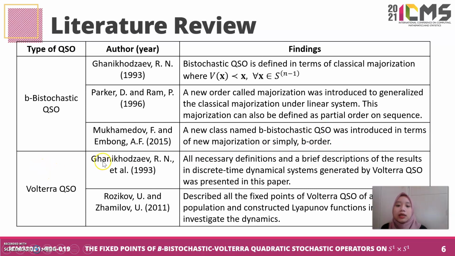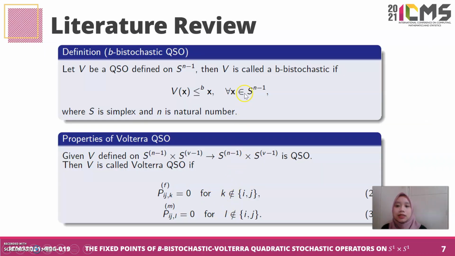Next, for Volterra QSO, Kozov provided all necessary definitions and a brief description of the result in discrete time dynamical system generated by Volterra QSO in their paper. In 2011, Razikov and Zamilov described all of the fixed points of Volterra QSO of a two-sex population and constructed Lyapunov function in order to investigate their dynamical behavior. Next, this is the definition of B-Bistochastic QSO, where V is called B-Bistochastic QSO if Vx is B-ordered by x for all x in Sn-1. And the properties of Volterra QSO defined on Sn-1 times Sn-1 mapped to itself include Pijk equals 0 for any k not in {i, j}.